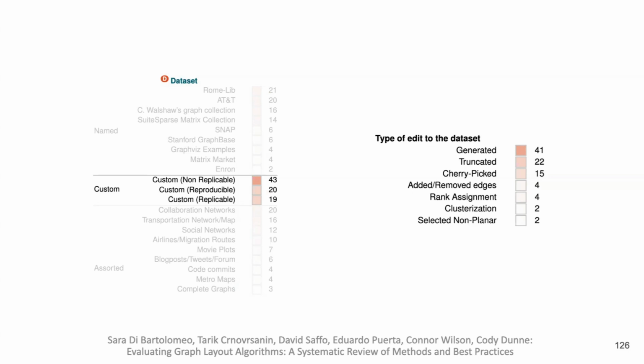So the wording here, custom replicable, reproducible, and non-replicable, are different layers of how easy it would be to replicate your experiment. Custom replicable means that you either distributed the dataset or gave me enough information, maybe gave me the code, to regenerate the entirety of the dataset. Reproducible means that I cannot replicate it exactly, but I can get pretty close to it because you gave me enough information in the body of the paper.